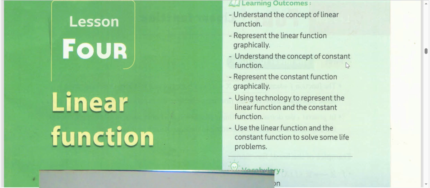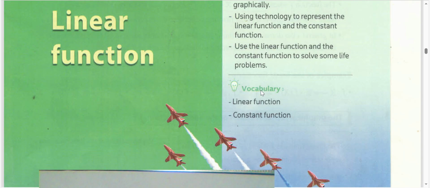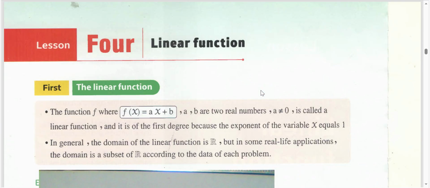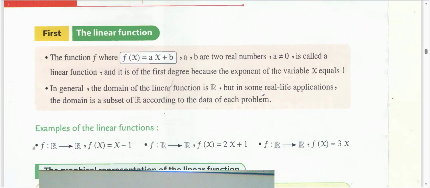Today we'll solve from the المعاصر book and explain lesson number 4, unit 1, linear function. Look with me at the meaning of the function. We know any element belonging to x has only one image in y, like this: f of x equals ax plus b.